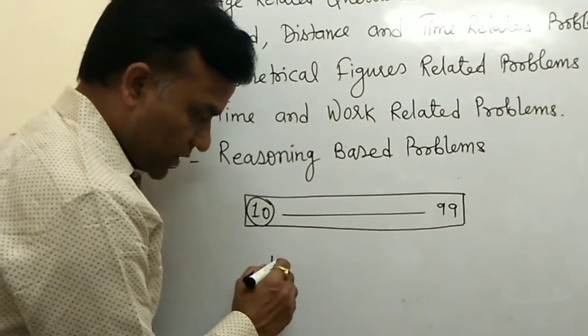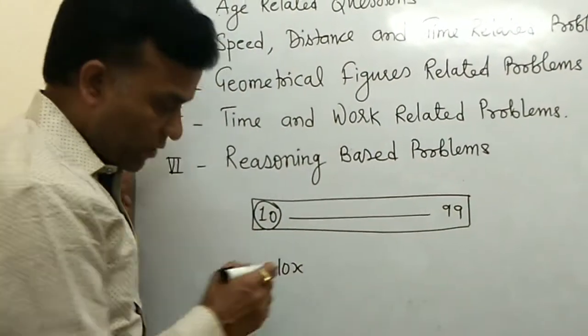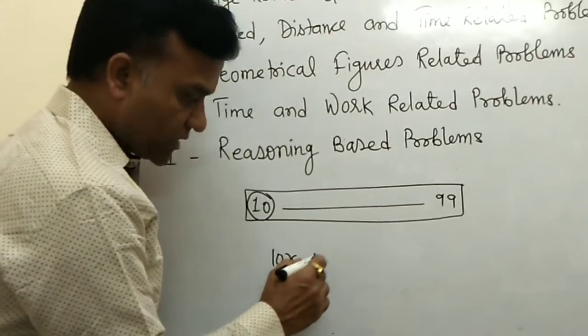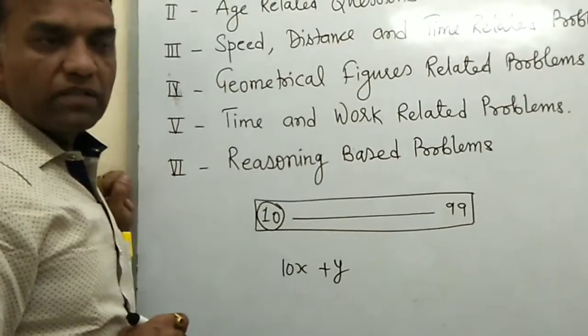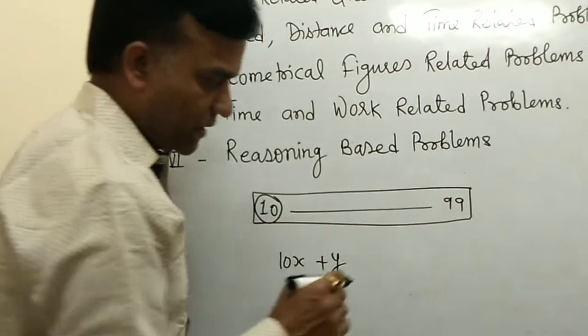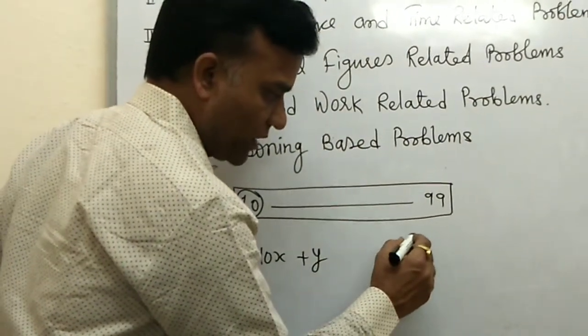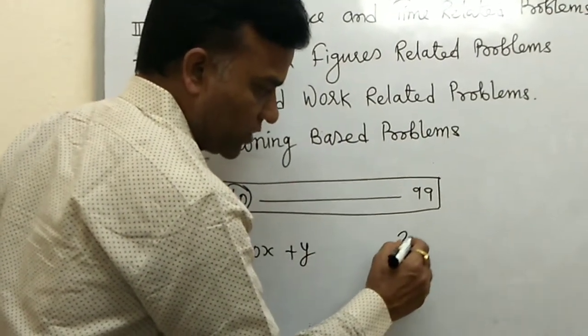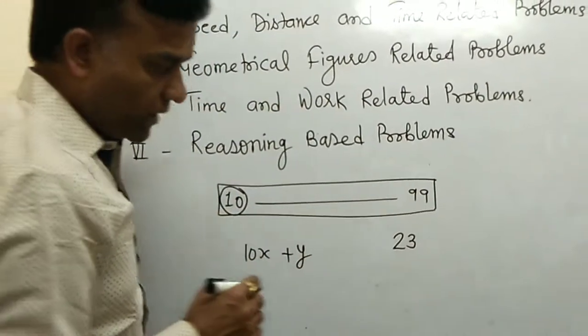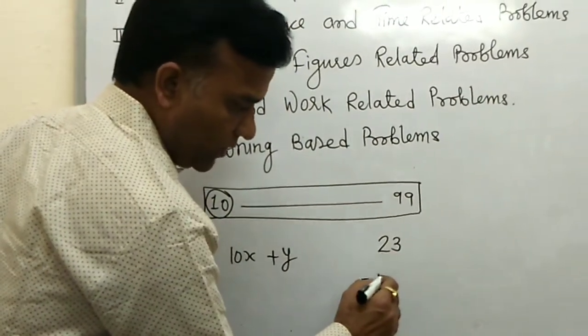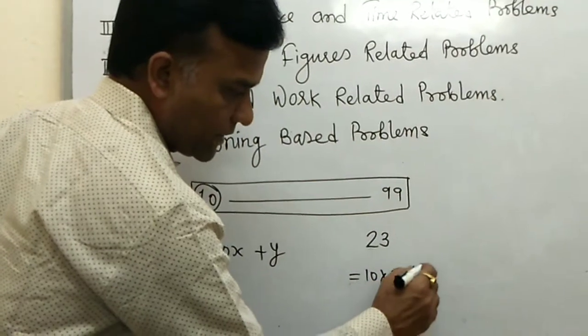So you consider 10 times the tens place digit x, plus y, because you write the numbers in algebraic expanded form. Suppose you have 23. How do you write 23? 23 is written as 10 into 2 plus 3.